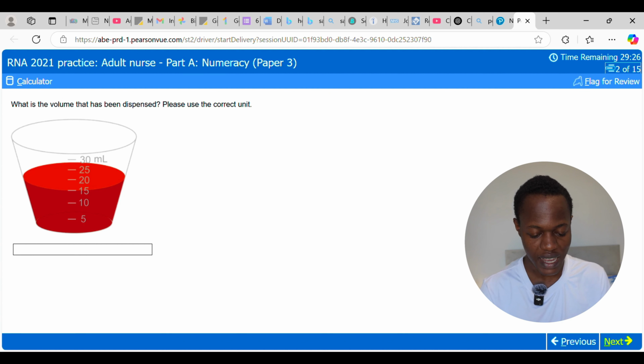What is the volume that has been dispensed? Please use the correct unit. This is 15 ml.